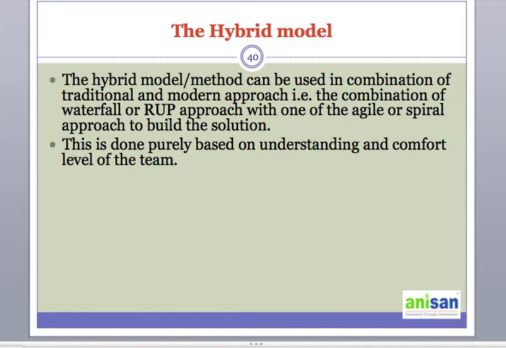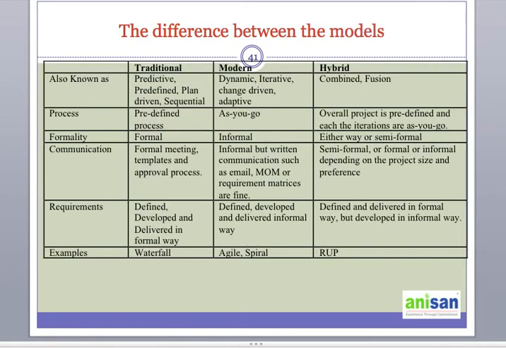The hybrid model, or method, can be used as a combination of traditional and modern approaches. That is the combination of the waterfall or RUP approach with one of the agile or spiral approaches to build a solution. It is done purely based on the understanding and comfort level of your team. So next we're talking about the comparison, the differences between the models which were talked about: traditional, modern, and hybrid.